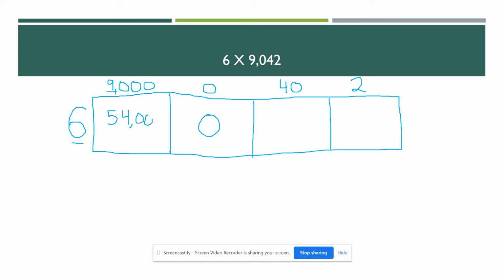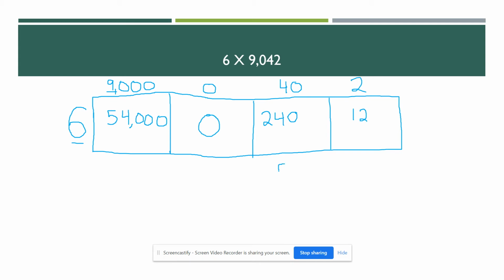When your children begin multiplying, we will encourage them to write the multiplication fact inside, but as they become much faster and more fluent, they won't need to. 4 times 6 is 24, and we then have 1 zero in 40, and 2 times 6 is 12.